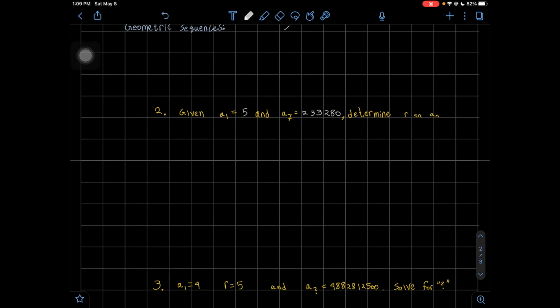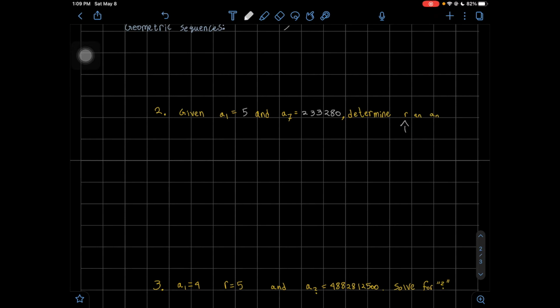Well, for geometric sequences, it says that given a1 equals 5 and a of 7 equals 233,280, determine r and a of n. Again, it's going to be the same concept here with a of n. It's just going to be another equation where you can substitute any type of n value and find your overall value. So we now have a new term, which is r.